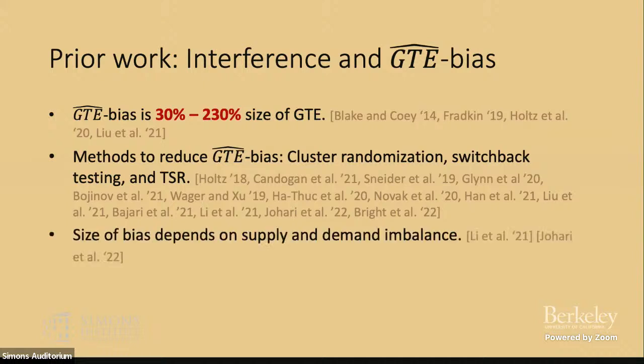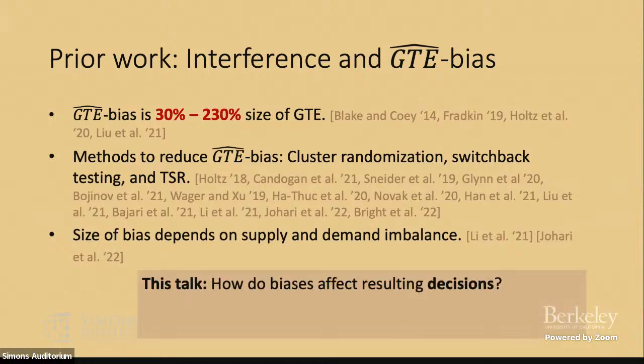And so we also have some work. This is from two previous papers, thinking about when the bias is large versus small. If you look at some of these empirical papers that find the size of the bias is between 30% to 230%, you might wonder, which case are you in? When is it bad? When is it not? In some of our work, we tackle this and we show that the size of the bias is heavily dependent on the amount of supply and demand imbalance in your marketplace, as well as the type of experiment that you're running.